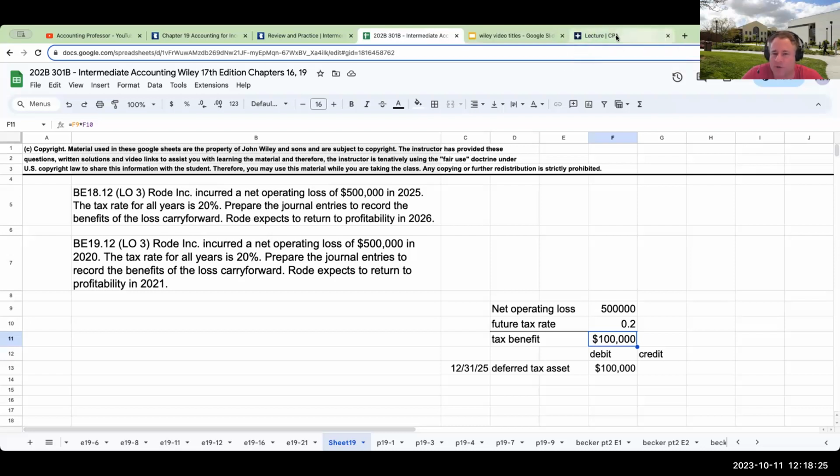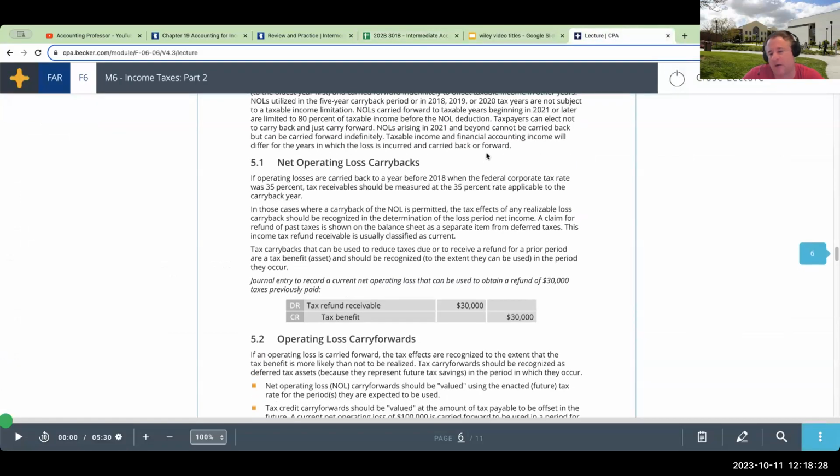Now, what I'm going to show you is that when I taught deferred income taxes, I used Becker, and I would also have used Roger. Both, by the way, Roger just got Peter Olinto, who's an amazing instructor. So what we're looking at now is that when I taught deferred income taxes, I used Becker.